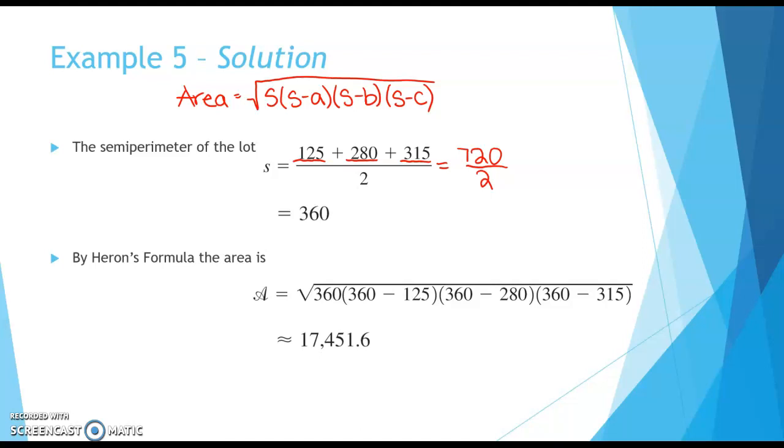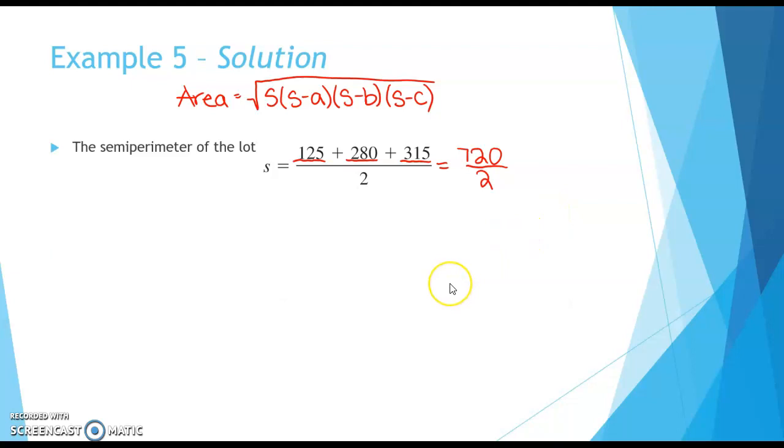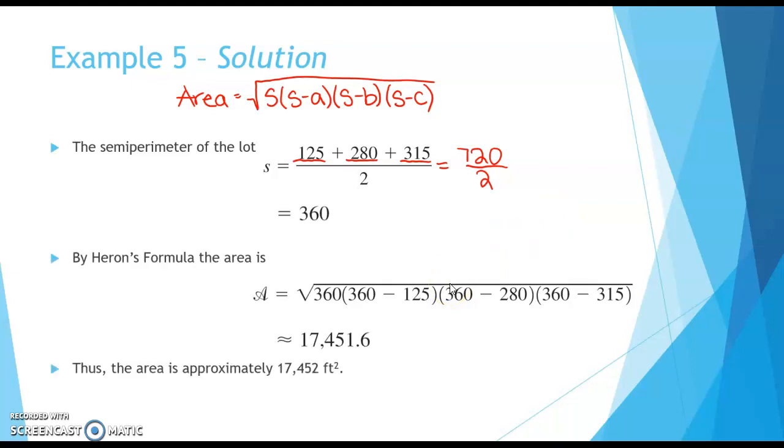When we go ahead and solve for this whole equation, we should end up with approximately 17,451.6. Now remember that this is a word problem, so we're going to put our answer in a complete sentence. If we want to buy this plot, we can say the area of this plot is approximately 17,452 feet squared.